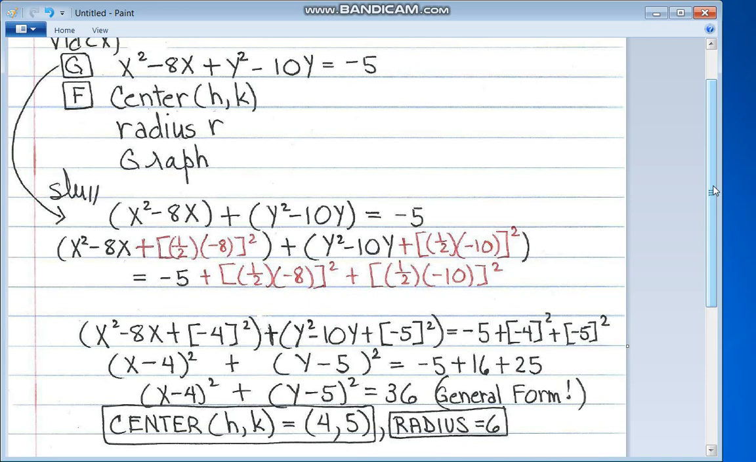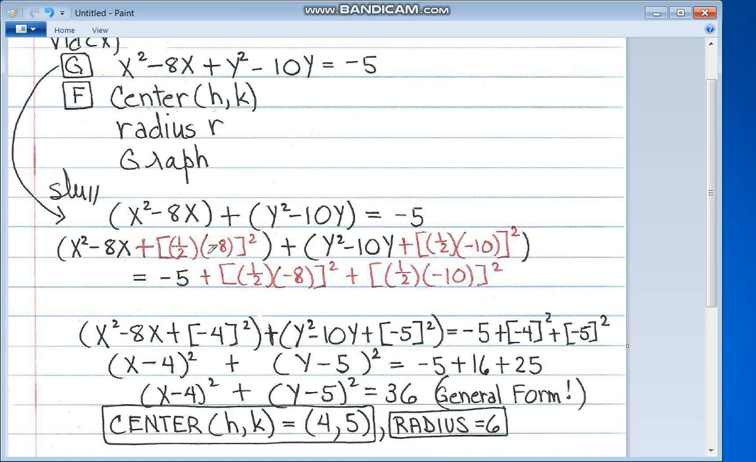So first thing we're going to do is gather all the x's together in parentheses, isolate them in parentheses, and then add to that all the y's isolated in parentheses, and then anything that doesn't contain an x or a y is moved to the other side. Next, we're going to add inside of each of the parentheses a bracket: 1/2 times the coefficient of the first power of each of the variables. Close the bracket and square it.